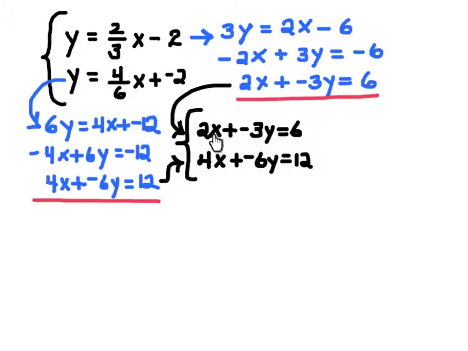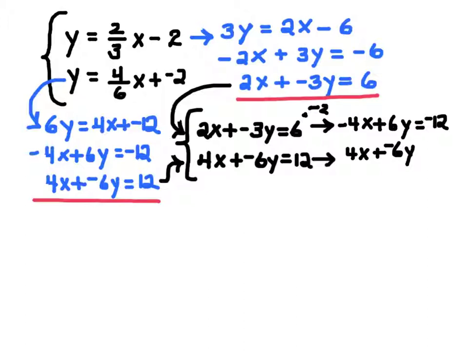Now, if we add these together, we're not going to eliminate x or y, so we're going to have to do something here. So what I'm going to do here is multiply the top equation by a negative 2. So that's going to give me a negative 4x plus a positive 6y is equal to a negative 12. Now we're going to leave the bottom equation alone. It's a positive 4x plus a negative 6y is equal to a positive 12. And here we're going to use the addition and add these together.